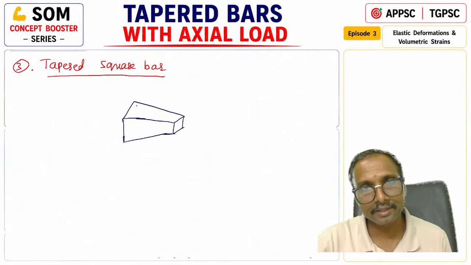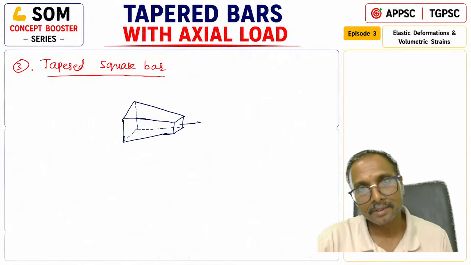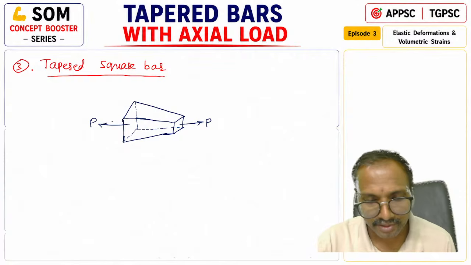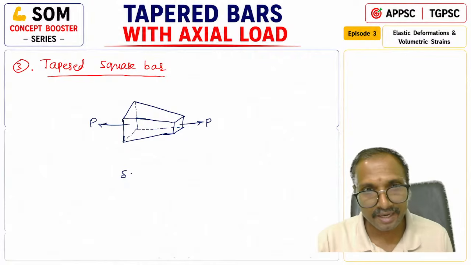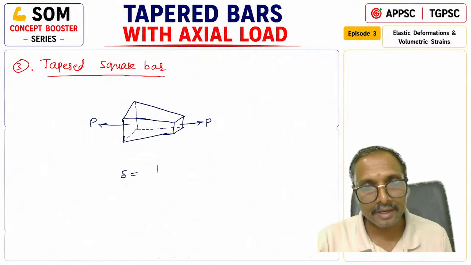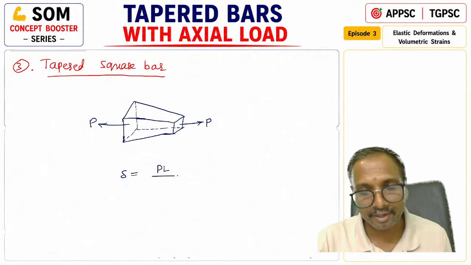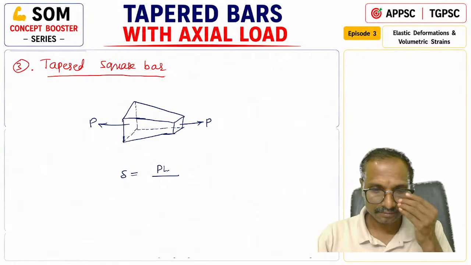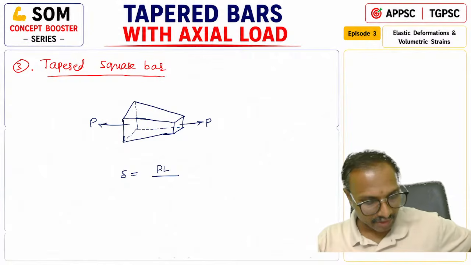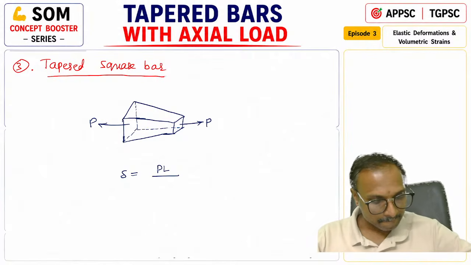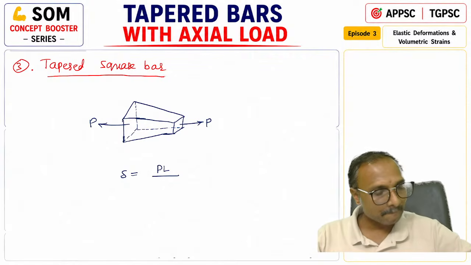It will be like this. This is P, the load applied. So tell me which dimensions we will use. Delta will be equal to PL divided by this. What is it, tell me? PL divided by how much? What will it come to, tell me?